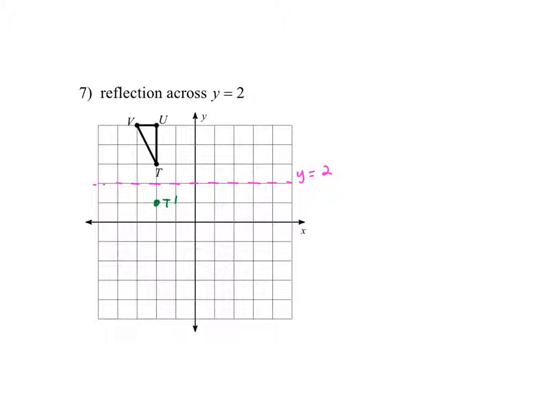So it's going to be right here. So this is U prime. And then this one again is 1, 2, and 3 units. So P prime is going to be here. And there I have my reflection.